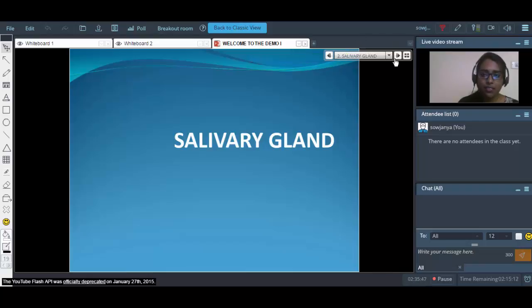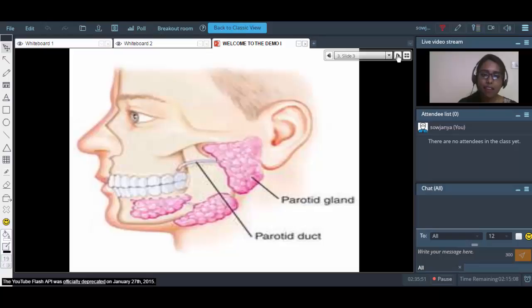Let's deal with the salivary glands today. We know the salivary glands have been divided into two types, the major salivary glands and the minor salivary glands. The major salivary glands have been again divided into the parotid gland, submandibular gland and the sublingual gland. You can see the parotid gland, which is present in the preauricular region, whereas the submandibular gland is present in the floor of the mouth, whereas the sublingual gland is present just anterior to the submandibular gland.